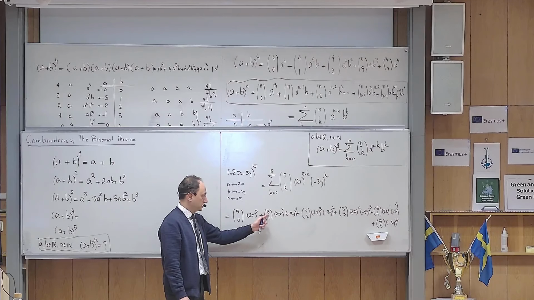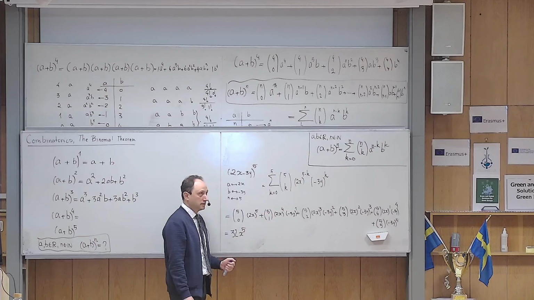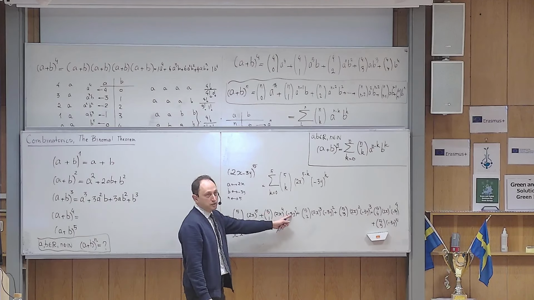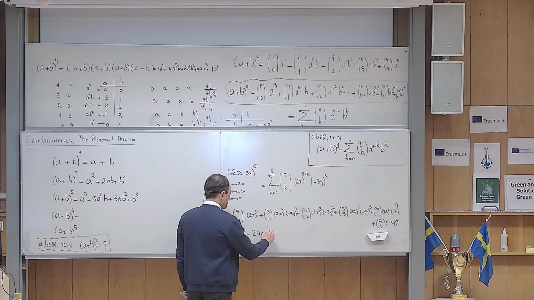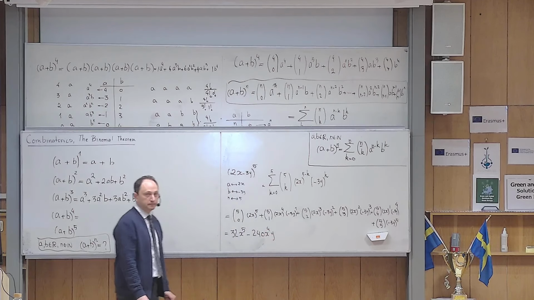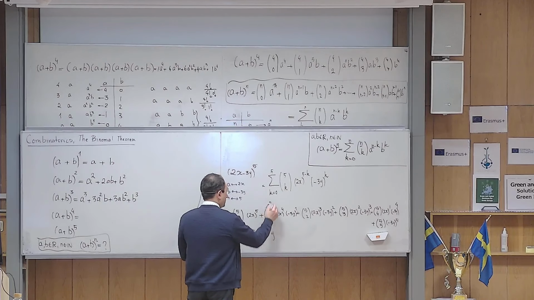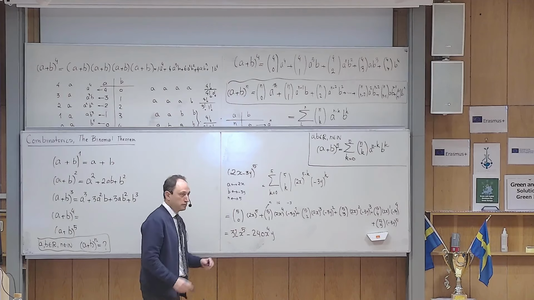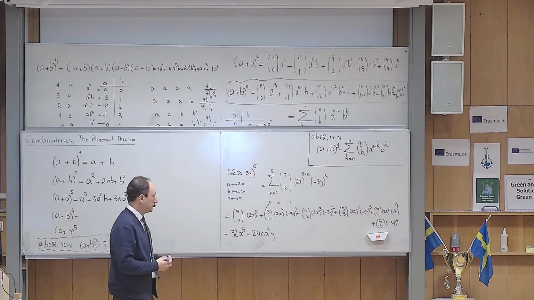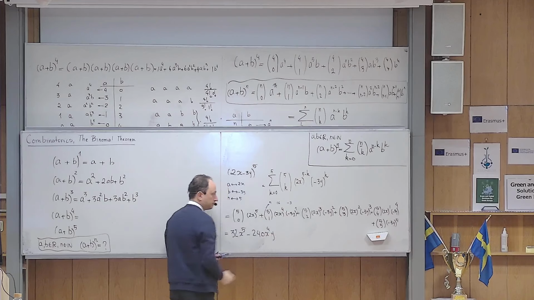So it's 5. And there is a 16 coming out from here, times that 5 is 80, and there is a minus 3 here. It's minus 240 x to the power of 4 y. Yes? So this number is 5, 2 to the power 4 is 16, minus 3 to the power 1 is minus 3. So if you multiply them, it becomes minus 240. And then I have the fourth power of x, first power of y.